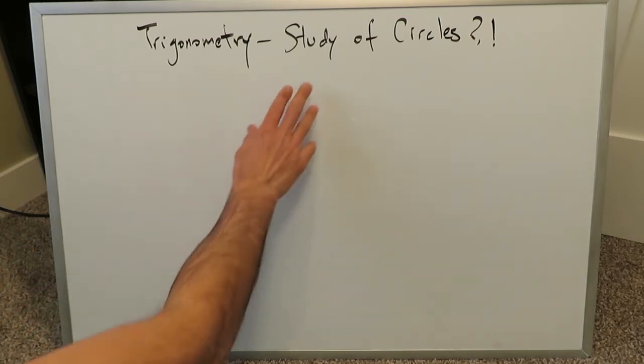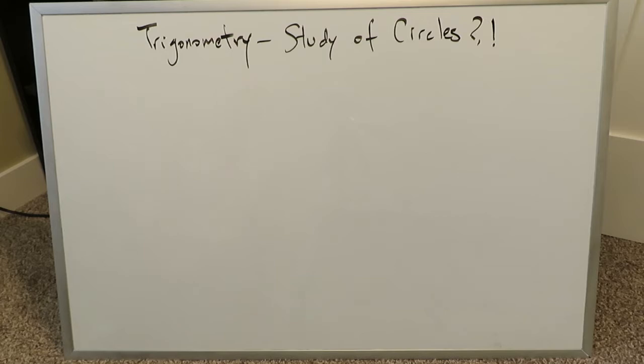Our video today is this: trigonometry, the study of circles. And there's a bit of sarcasm involved over here, or a bit of an exclamation. All along when you're studying trigonometry, especially in high school, we learned that trigonometry is basically the study of triangles and the related angles that come via means of those triangles.